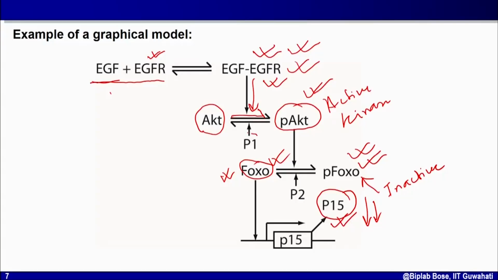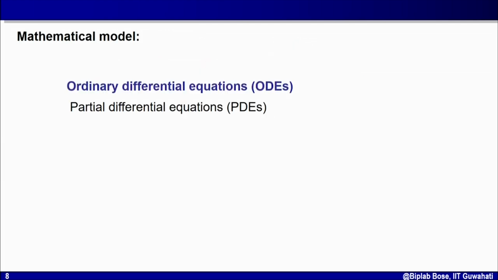Now once I have this graphical model, I will try to create mathematical equations to represent each of these processes. Just remember one issue here. This P1 and this P2 are phosphatases. So P1 is controlling dephosphorylation of PAKT to AKT, whereas P2 is another phosphatase and it is controlling dephosphorylation of P-FOXO to FOXO. Once you have this graphical model, we will move into making a mathematical model.